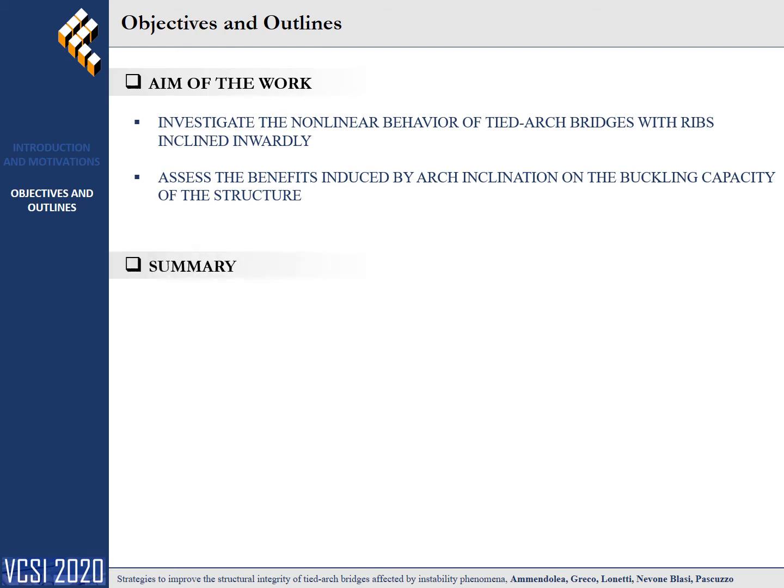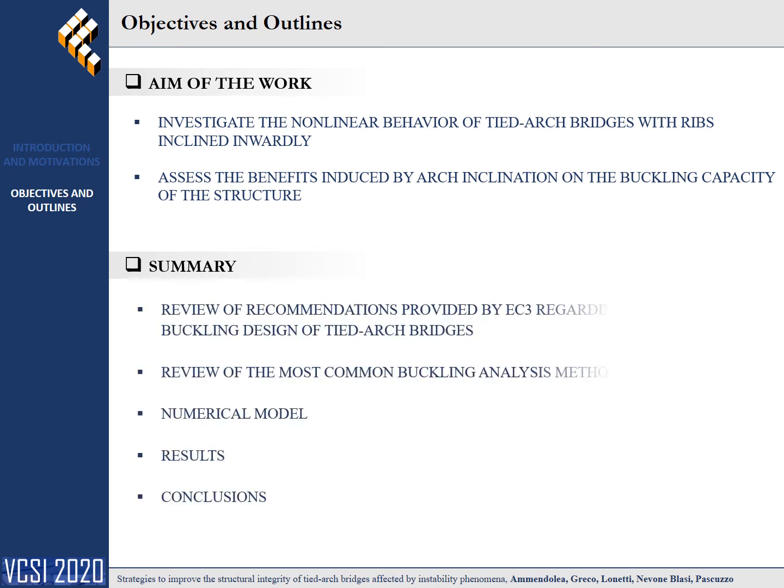The presentation is organized as follows. Firstly, we propose a brief review of the existing recommendations provided by Eurocode 3 regarding the buckling design of tied arch bridges, and a review of the most common buckling analysis methods. Secondly, we present the numerical model employed for the study. Finally, we show results and the main conclusions of the work.